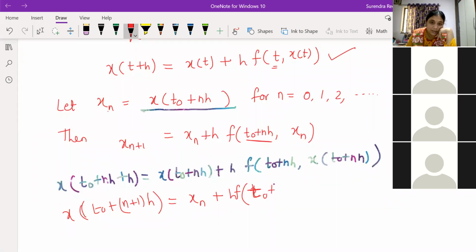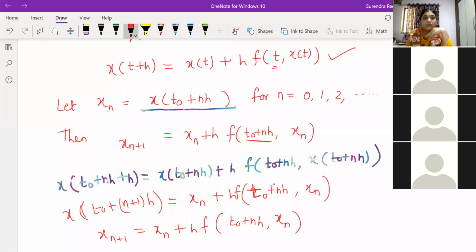T0, T, I replaced T first. Plus nh. That is nothing but comma Xn. T0 plus nh is nothing but Xn. Okay. Now what is X at T0 plus (n plus 1)h? It is X(n+1). So it is X at T0 plus nh, comma Xn. The same thing I have written here. Is that okay?